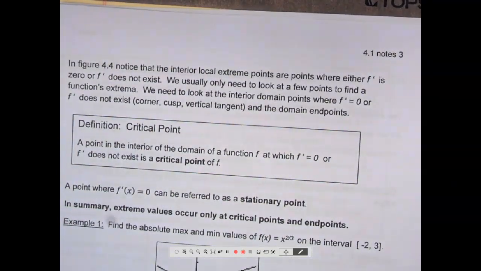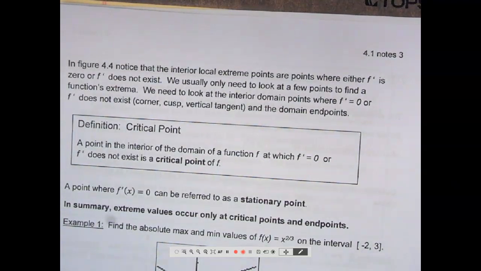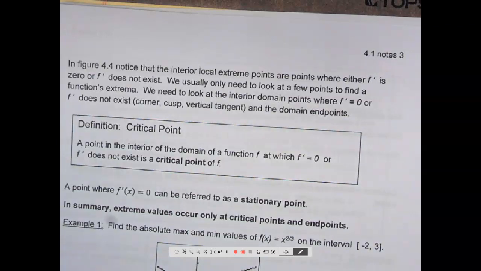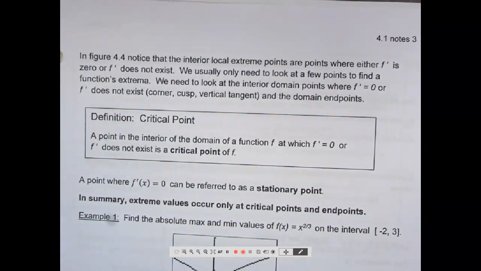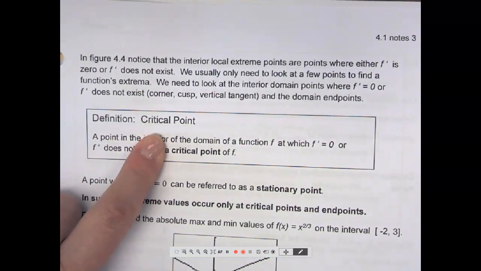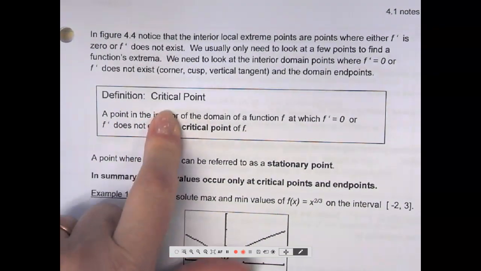Okay, so in figure 4.4, notice that the interior local extreme points are points where either the derivative is 0 or the derivative does not exist. We usually only need to look at a few points to find a function's extrema. We need to look at the interior domain points where f prime is 0 or f prime does not exist, and the domain endpoints. Okay, so critical points are what?